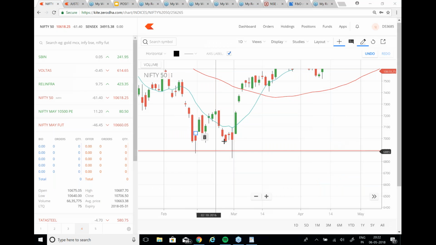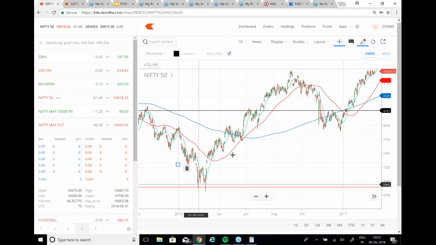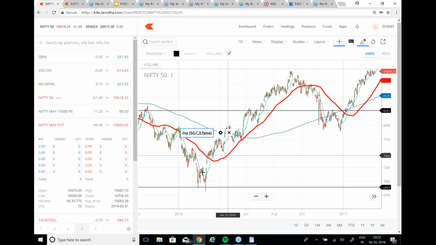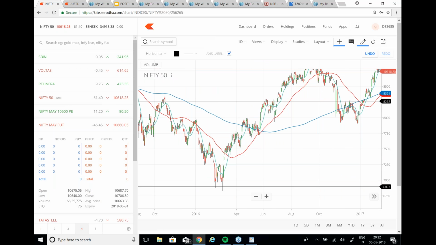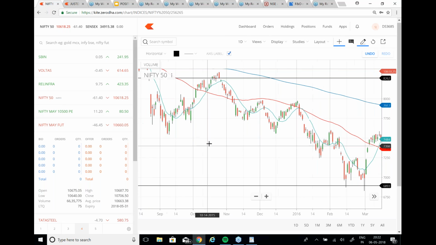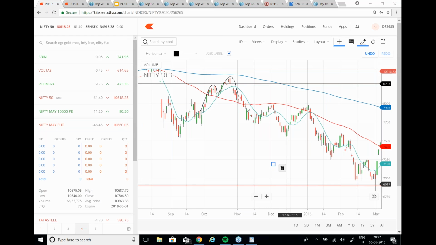So from here Nifty has gone up from here to here. Look at it, just a huge flight Nifty has taken up, right? So if you want to see here, there is a skewed head and shoulder pattern as well. 1, 2, 3, right? That's a head and shoulder pattern. And when this channel was broken, it has come down, right?